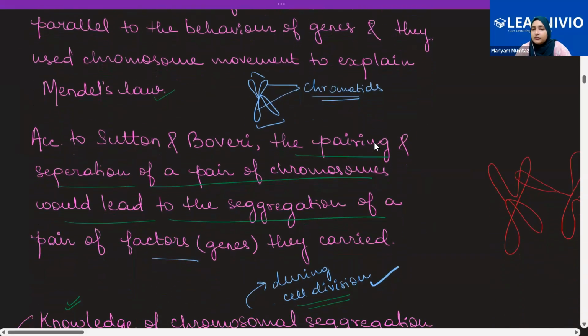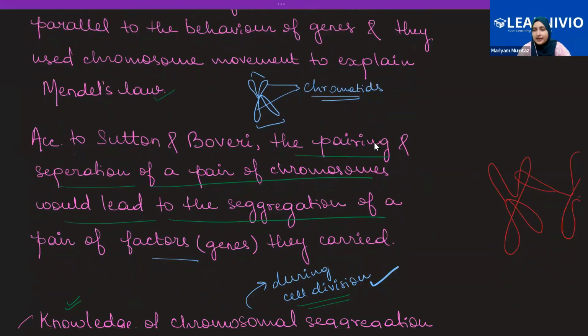So according to Sutton and Boveri, if a chromosome pairs up or if the pair of chromosomes separates, together with them, the genes also pair or separate. However the motion or movement of the chromosome would be, you're going to find the same exact thing in the genes as well. Is this much clear? Yes.